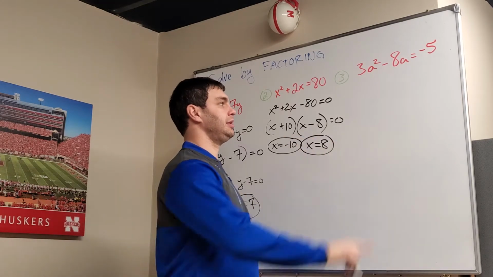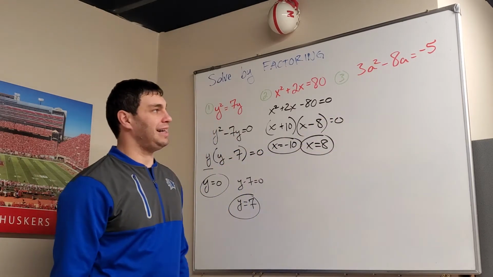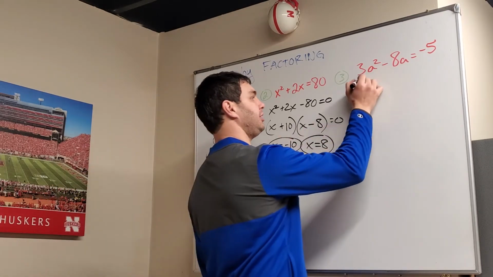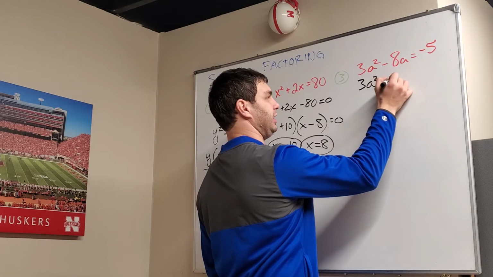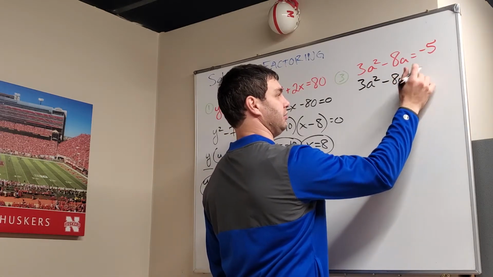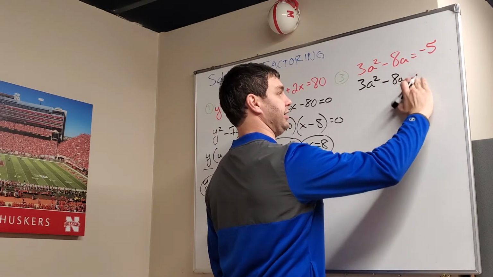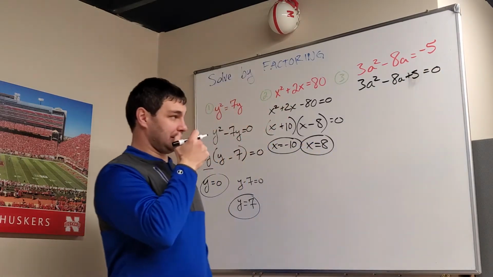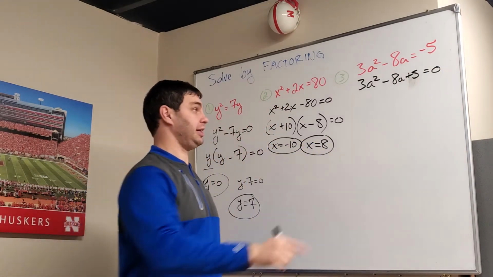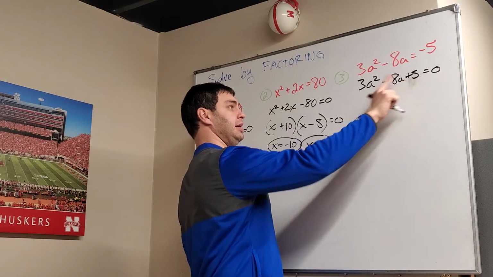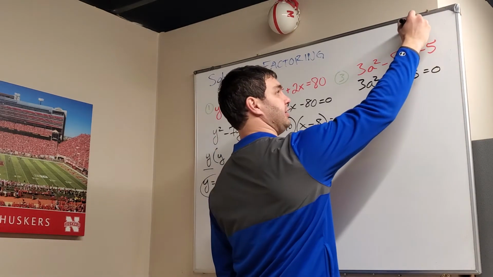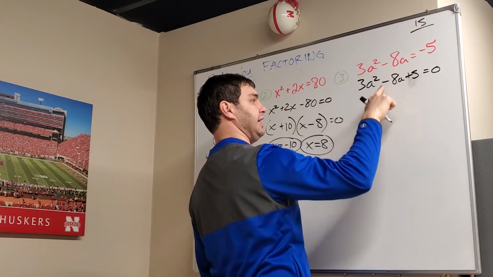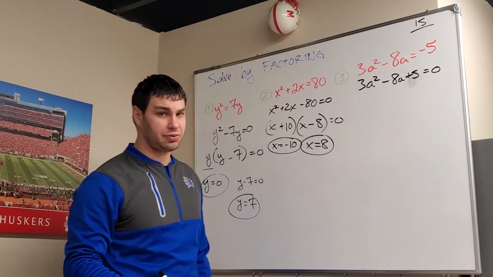All right, last problem says 3a squared minus 8a equals negative 5. Again, everything to the left side, set it equal to 0. So it's 3a squared minus 8a, add that over, plus 5 equals 0. There we go. This one, the leading coefficient is not a 1. So we have to take our a term times our c term. And that's 3 times 5 is 15. I'll do that work up here. Two numbers that multiply to give me 15 and add to give me negative 8 is what I'm looking for.